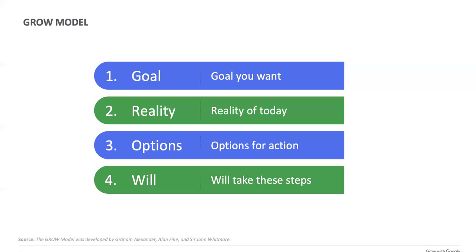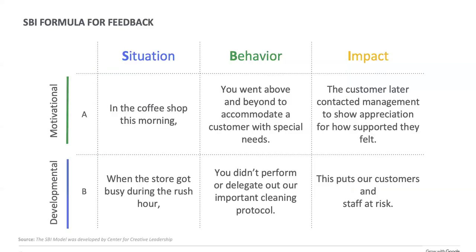Now, let's take some time to recap what we learned in part 2. We focused in on what it means to be a good coach and addressed how to coach using the GROW model: goal, reality, options, and will. And then we discussed how best to give feedback using the situation, behavior, impact formula.